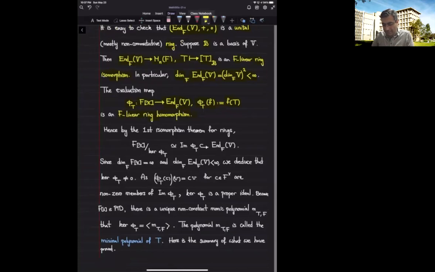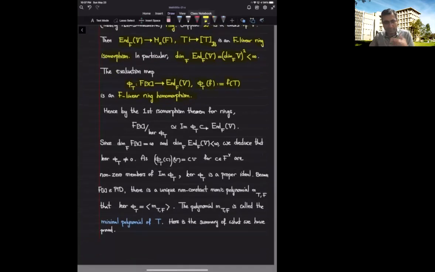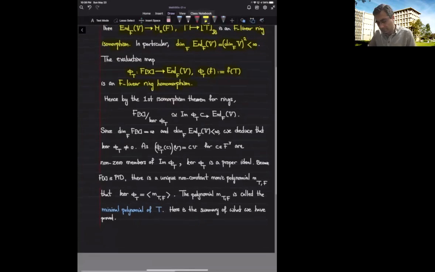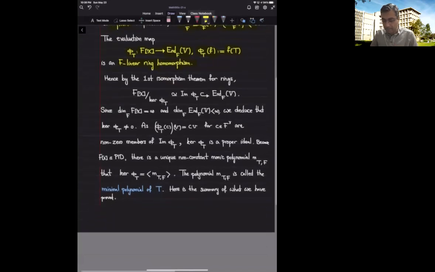The argument is identical to the case of algebraic numbers, where we substituted a variable by some element inside the ring extension. It didn't even have to be algebraic. So we defined the evaluation map or substitution map for arbitrary ring extensions, and the same argument works here identically to that case. So this is a ring homomorphism.